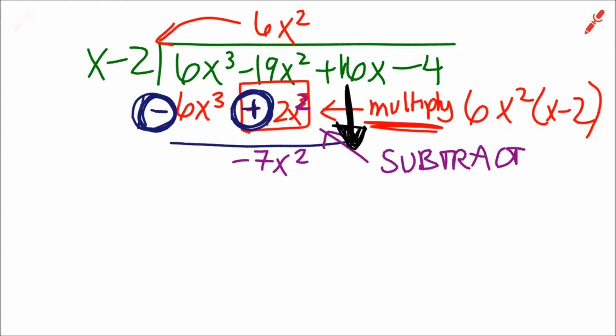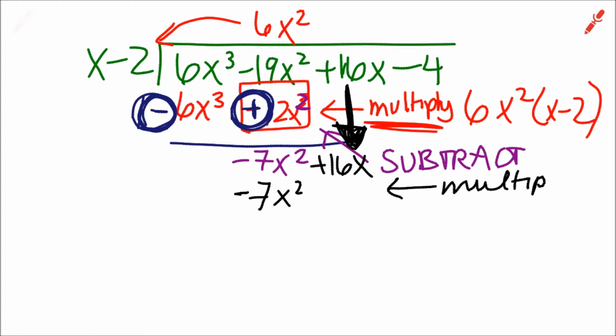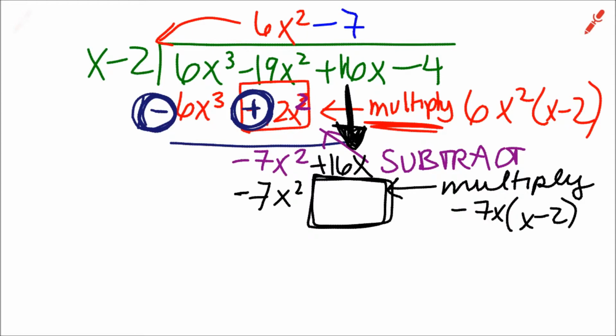Now there may be some instances where the polynomial has missing terms. Just make sure you fill it in with zeros, as you can tell right here. And then after that, just continue with your long division.